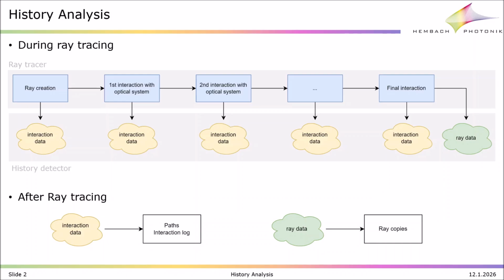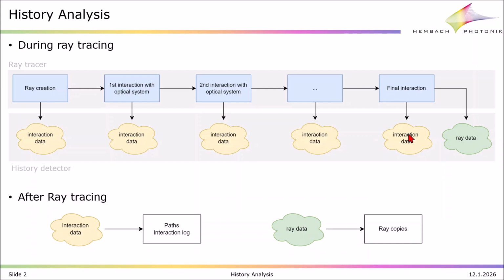Consider a ray that is created in a source and then undergoes multiple interactions with the optical system. During each of these interactions, including the ray creation, the history detector takes a snapshot of the interaction data, which includes the interaction position, the ray direction, the ray flux, the interacted object, the interaction type, and so on. Because the collection of the interaction data is an ongoing process during ray tracing, we also say that the history detector records the interaction data.